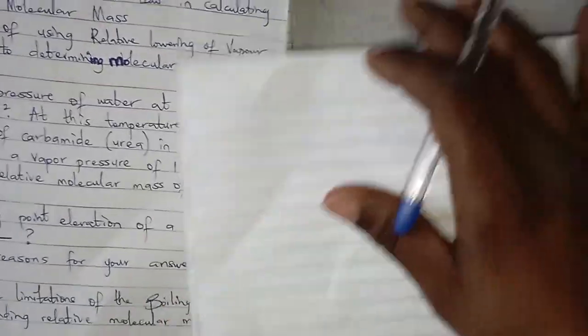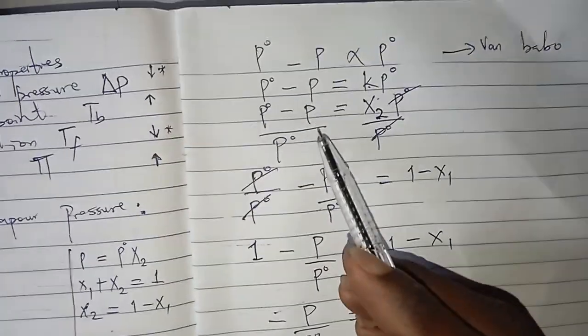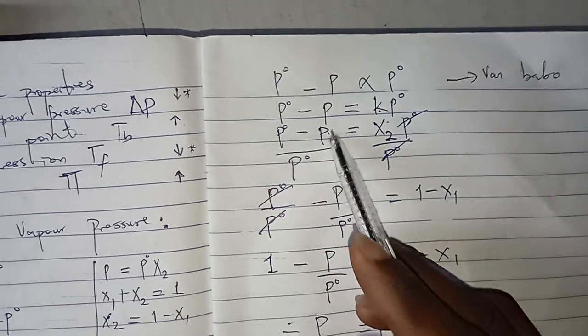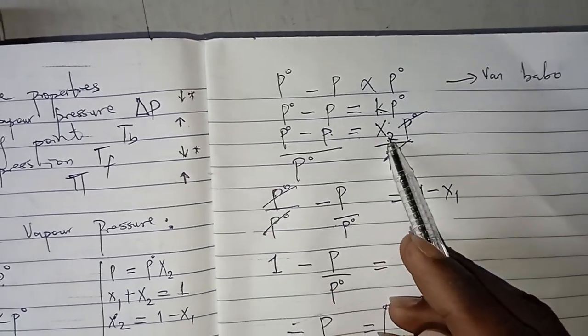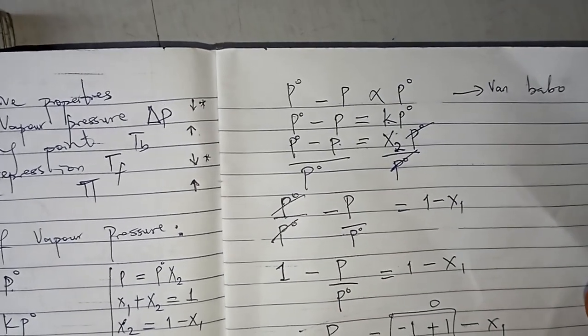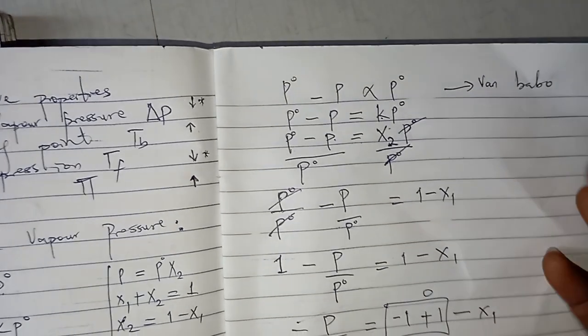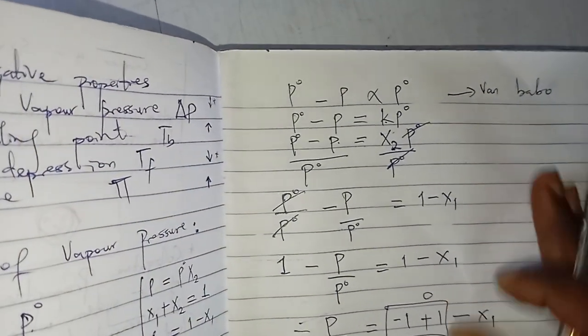So now, if I'm given a question to find the relative lowering of vapor pressure, I simply use the formula, P naught minus P all over P naught equals x2. That's just what I use to solve for relative molecular mass from vapor pressure. So how do I mean? See what I mean.